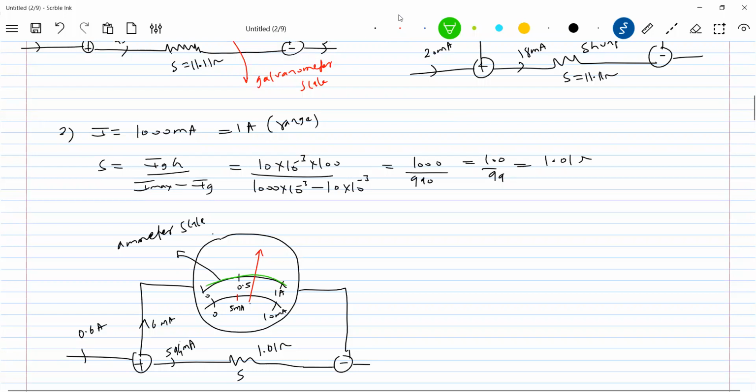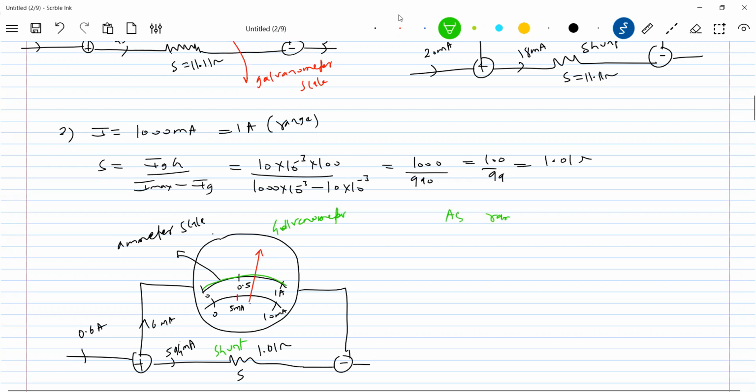There's a mechanism of working. You don't think that it will measure only 1000. Anything from 0 to 1000 milliampere, or 0 to 1 ampere, the ammeter will measure. So this was the galvanometer. What is the galvanometer made up of? Shunt. And what is the ammeter made up of? Shunt and galvanometer.